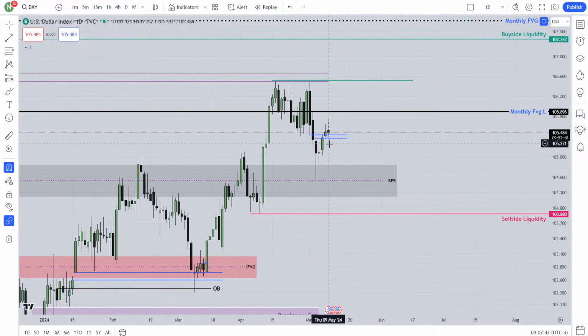Now if it goes through this parabolic gap one more time, this inversion parabolic gap, what should I think? Then I will start to think, okay, maybe the market is falling. I don't want to see that. I would love to see the market go higher.